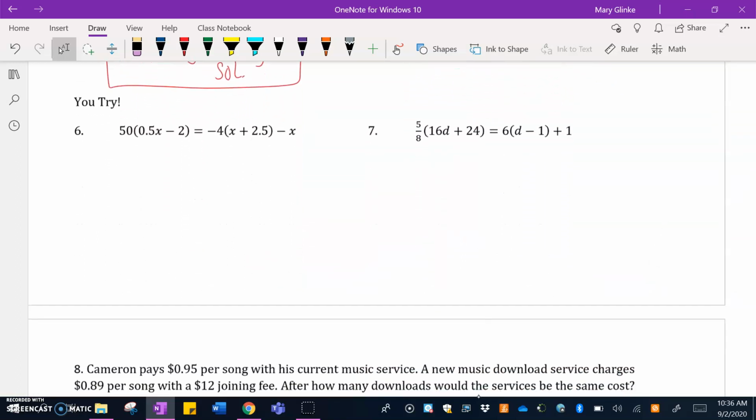So at this point, what I'd like you to do is pause the video and try 6 and 7, and when you're done, unpause it, and you can watch the explanation.